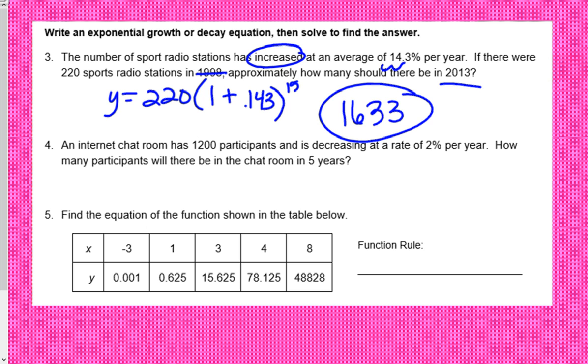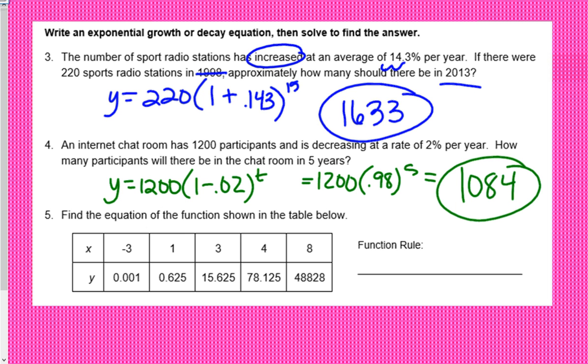Number 5 is actually a little bit different. We'll talk about that one here in a second, but try number 4 on your own. Alrighty, so you should get 1,084, again, 0.7 something, which you can round up or down depending on how you want to do it. But make sure that you did subtract that 0.02 because this is a decreasing problem. It's an exponential decay problem.